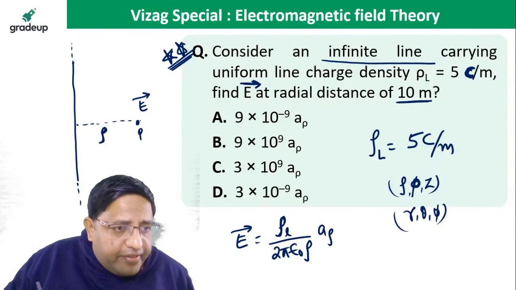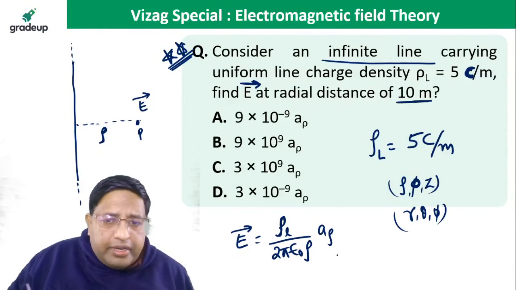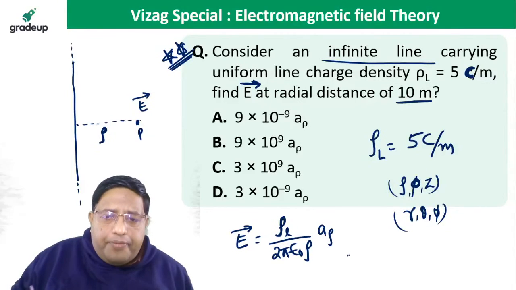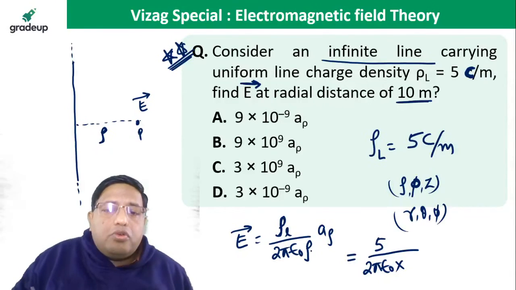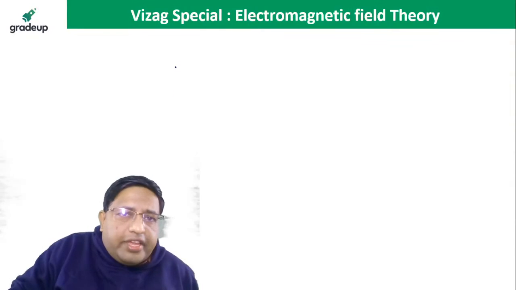Yes, Chandana gave the correct answer. Very good. So if you put in the values, it is 5 upon 2 pi epsilon naught into rho, where rho is 10 meter. If you calculate, it comes to... I am solving here.